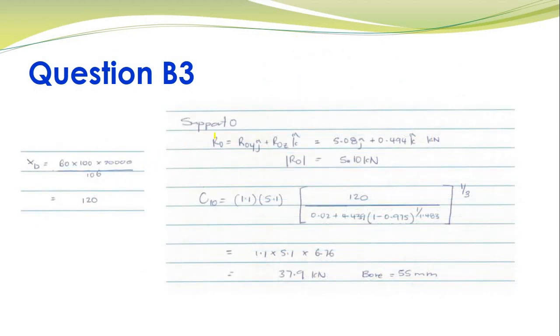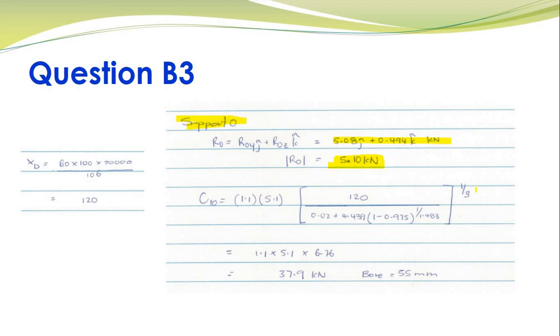Now the next step is to find the resultant at the two supports. Let's start off with support O. Your reaction at O is nothing but ROY j plus ROZ k. So you got 5.08 in the y direction and 0.494 in the z direction. This is in kilonewton, so you can leave it as that. And the resultant is nothing but the square root of ROY squared plus ROZ squared. So your resultant at support O was 5.10 kilonewton.